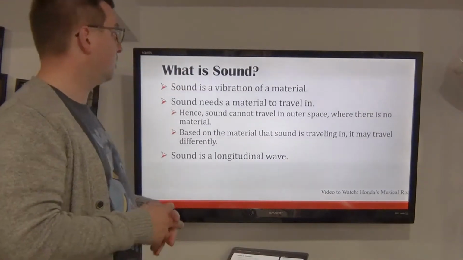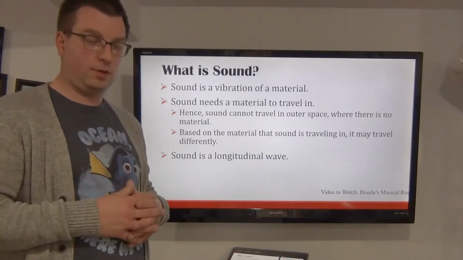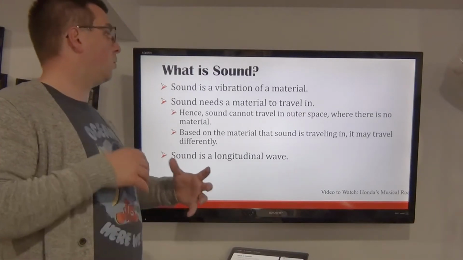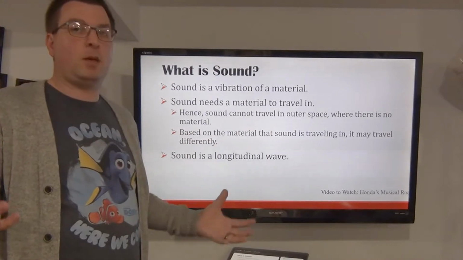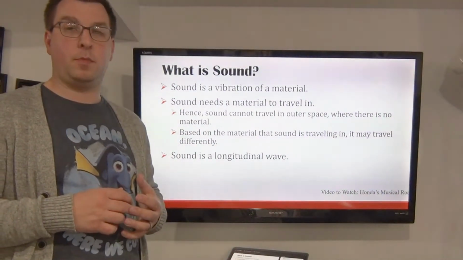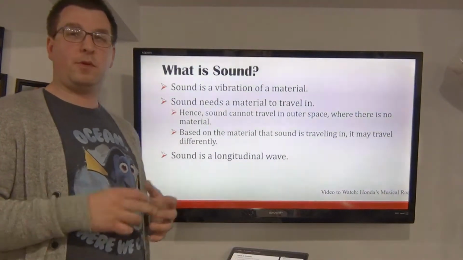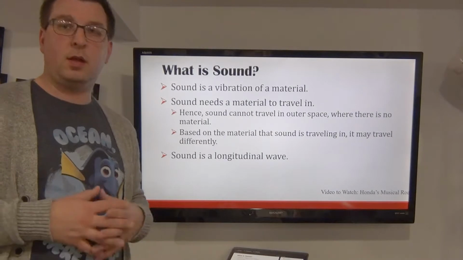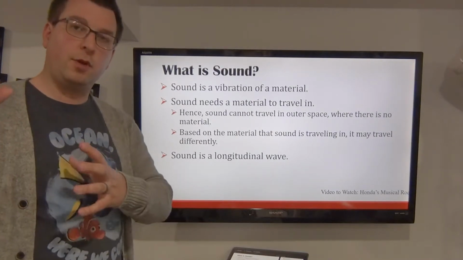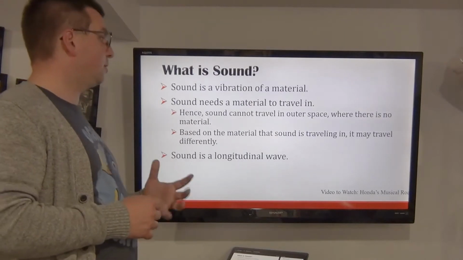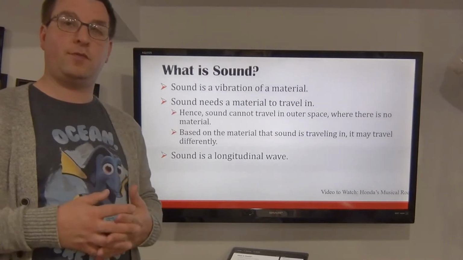So first off, what is sound? Well, sound is a vibration of some sort of material. What can that material be? Whatever it is. It can be a piece of metal, it can be air, it can be water. If you've ever gone swimming and gone underwater, you know it sounds really different. That's because sound waves are traveling through the water. Sound needs some sort of material to travel in.